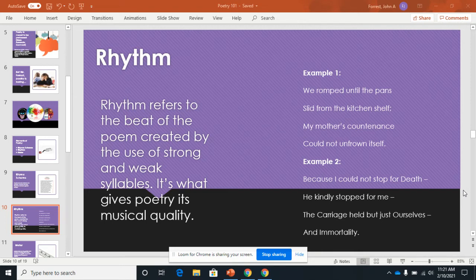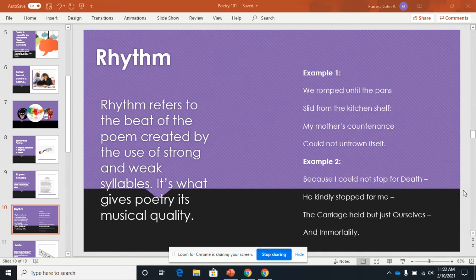So we romped until the pans slid from the kitchen shelf. My mother's countenance could not unfrown itself. So you see how I have more of a fast paced rhythm to my clapping that goes along with the words? That's rhythm. And this is something that just takes practice, guys. You're not going to get this on the very first try.